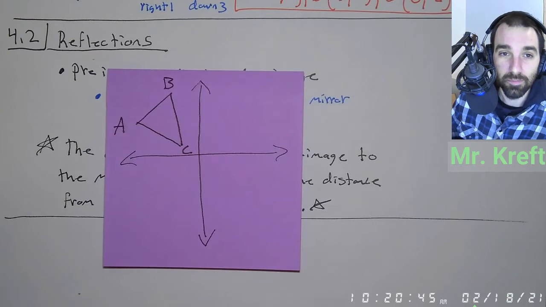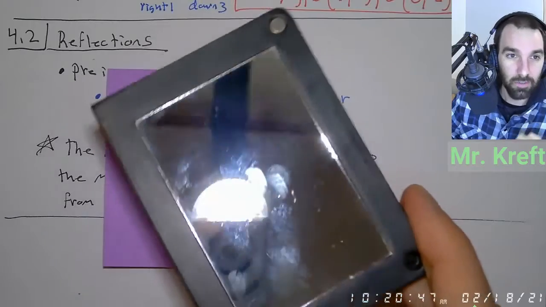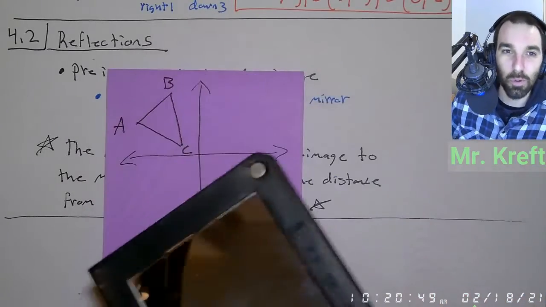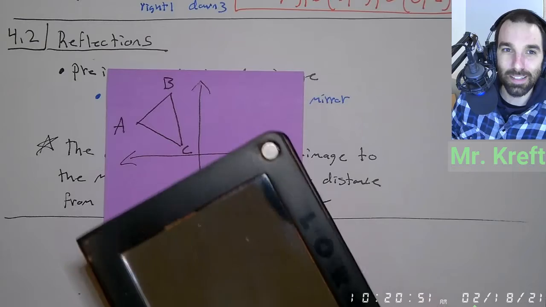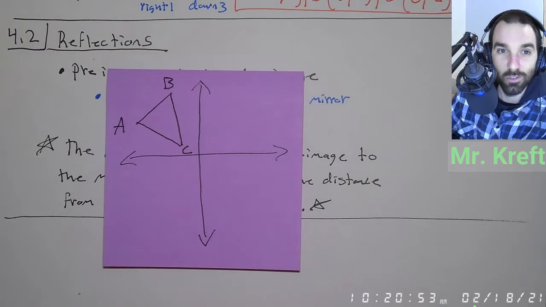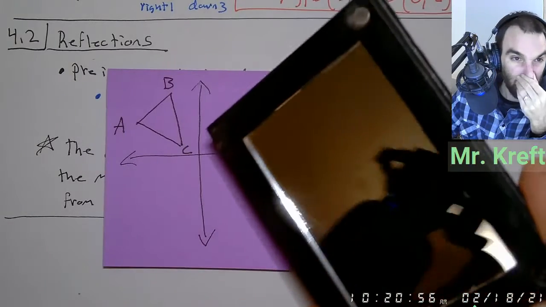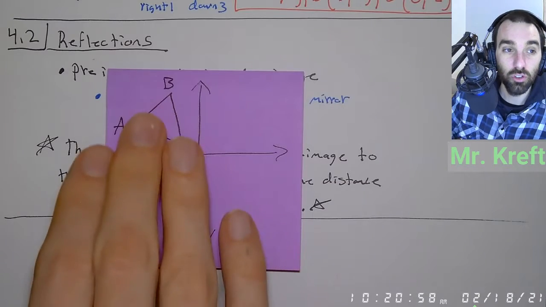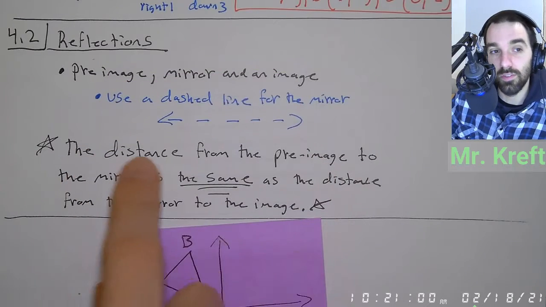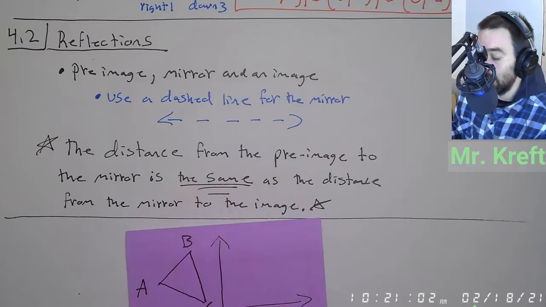Now, what I have here is a mirror, okay? Looks like it's a Lorac mirror that used to be part of a makeup kit that my wife had. So let's take a look. What we're going to do is show this property, that the distance from the pre-image to the mirror is the same.